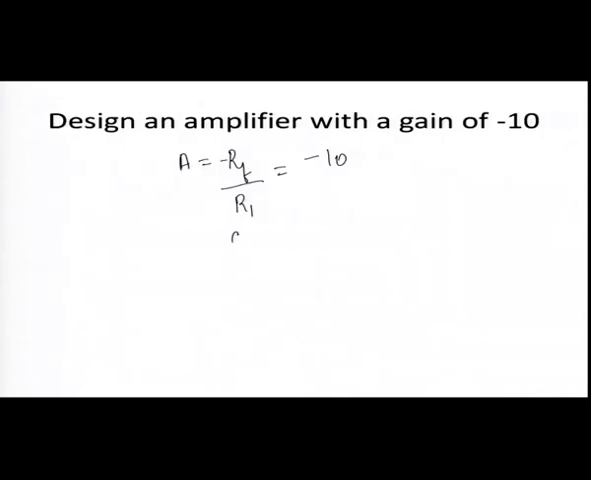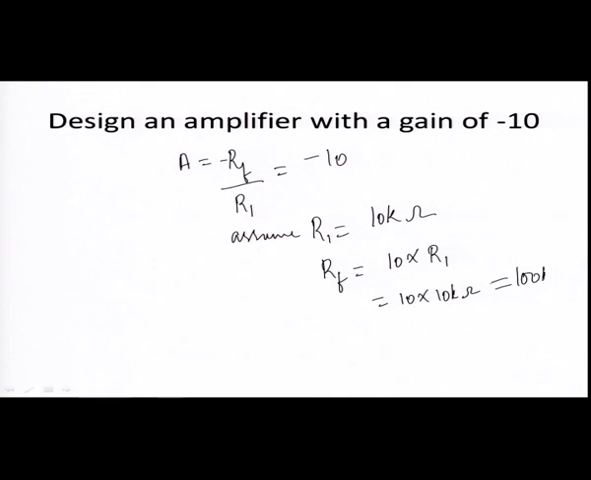Here assume the value of R1 as 10 kilo ohms, then find out RF from this equation. From this equation, RF is 10 into R1, so 10 into 10k. So, the RF value is 100k. R1 you always assume as 10 kilo ohms, because the input resistance must always be high, since it should not act as a load to the small signals, and from this you calculate the value of the feedback resistor.